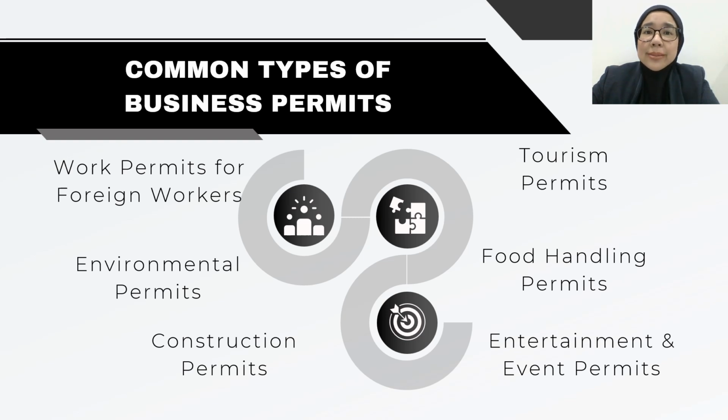Next one is the tourism permit, required for businesses operating in the tourism sector such as travel agencies, tour operators, hotels, and transportation services. It is issued by the Ministry of Tourism, Arts and Culture or other relevant tourism authorities. Next one, we have the food handling permit, which is required for businesses involved in food preparation, handling, or serving, including restaurants, cafes, and food stalls. It is issued by the local health department or relevant authorities.